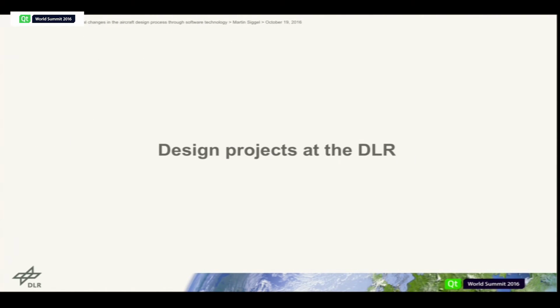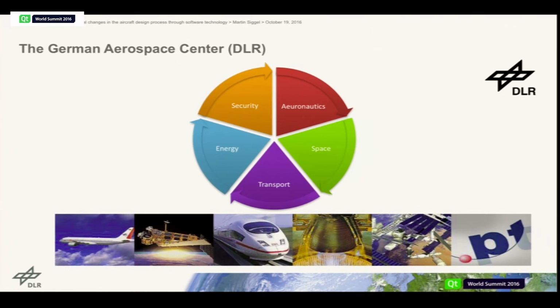So let's come to some design projects at the German Aerospace Center. And I'd like to introduce first the German Aerospace Center here. It's founded by the German government, and we have 5 major research areas: aeronautics, space, transport, energy, and security. But you might ask yourself, where's the software? Actually, software is one major part in each of these disciplines, but it's not a research area by itself.